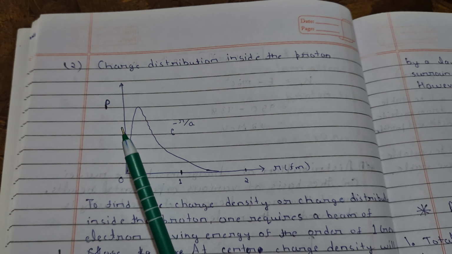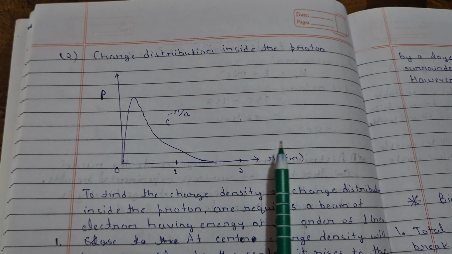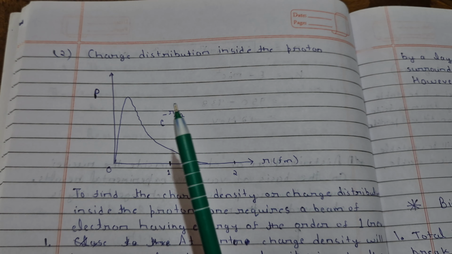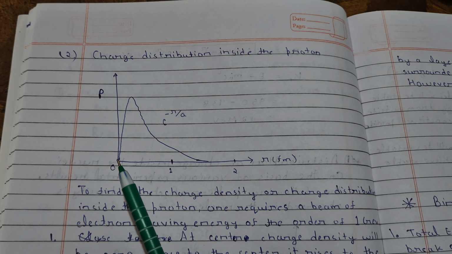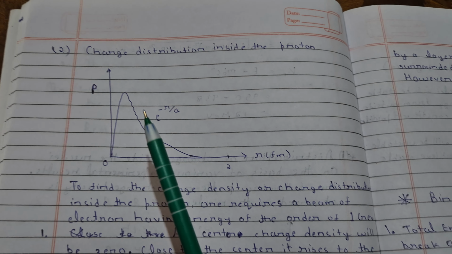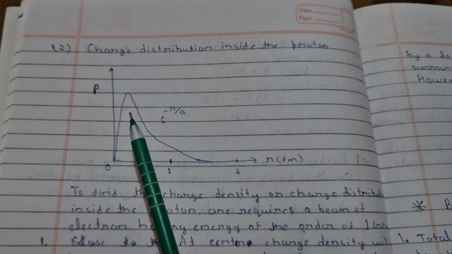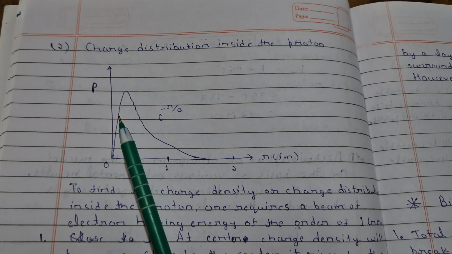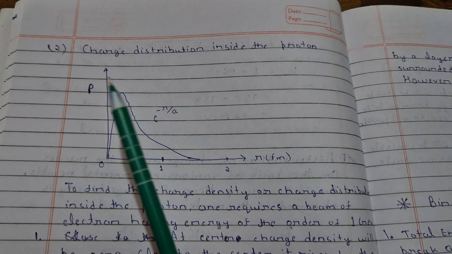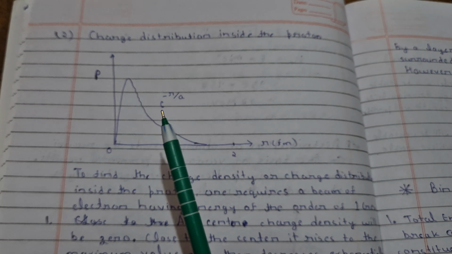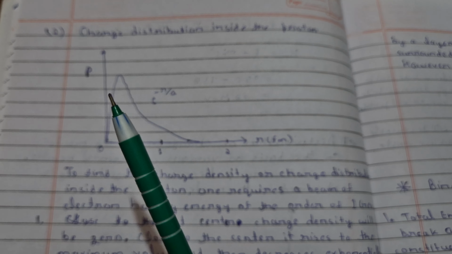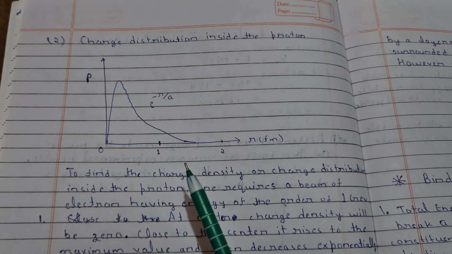Here on the y-axis you have charge density and here you have the distance from the center. If you see this graph, it shows that initially at the center you have zero density, then at a little distance you get the maximum charge density, and this distance is very small. I am just showing that it is increasing, but it is very close to the center, and it increases to the maximum, then it decreases exponentially. So that's how this curve will be. You just need to know how this curve looks for the proton.